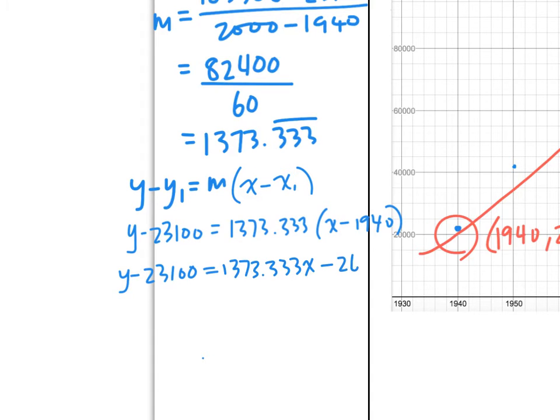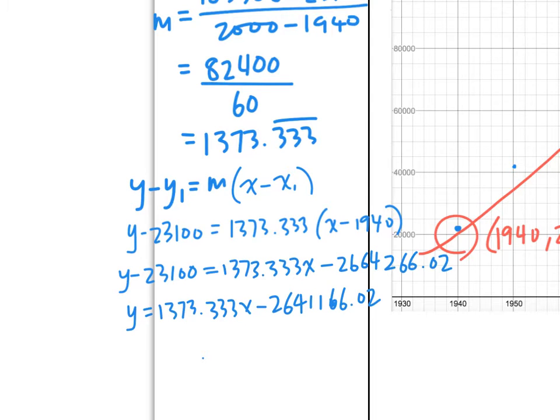Minus 2664266.02. All right, add the 23100, you get 1373.333x minus 2641166.02. All right, so this is a prediction.